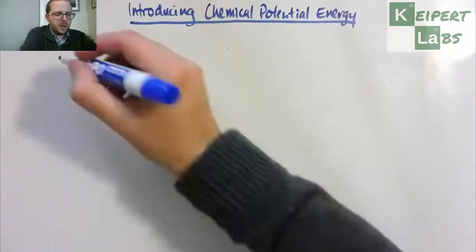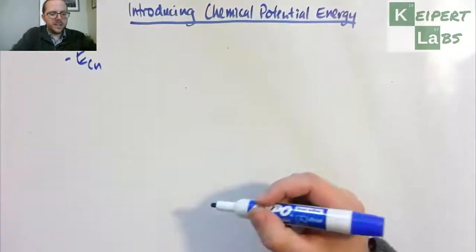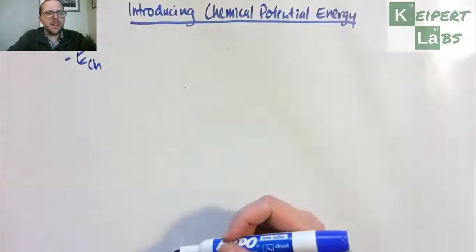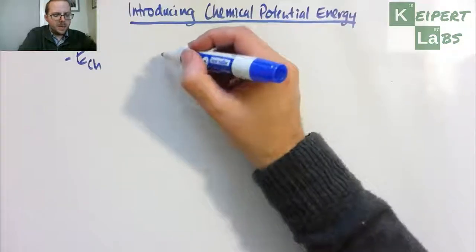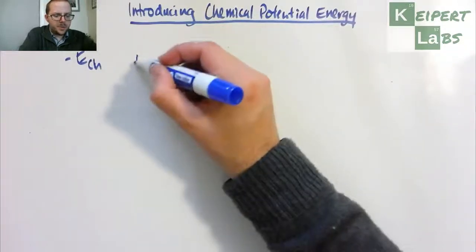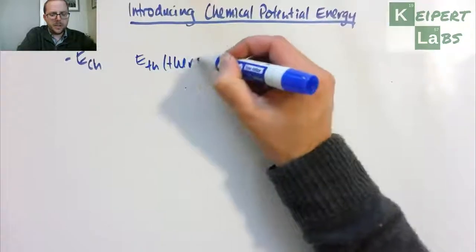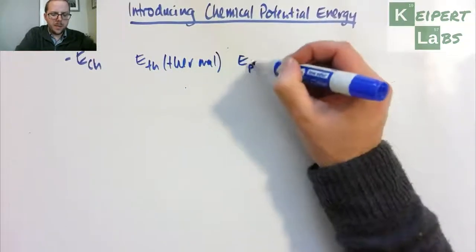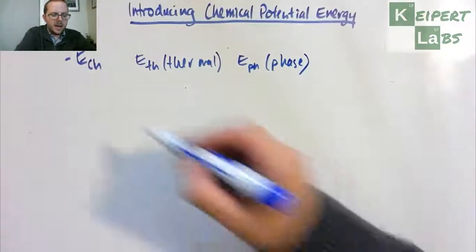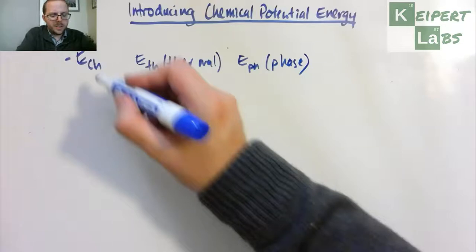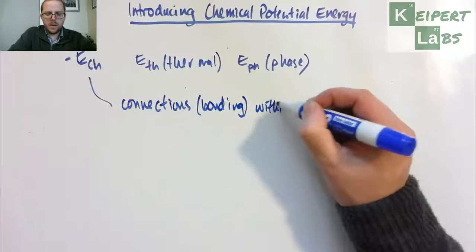Okay, so here is where we're introducing our ECH, chemical, our energy account. Remember that we had ETH, which was thermal, so relating to the motion of the particles, and then we had EPH, which was phase, which related to the arrangement of the particles. And now we have ECH, which relates to the connections, also known as bonding, within particles.